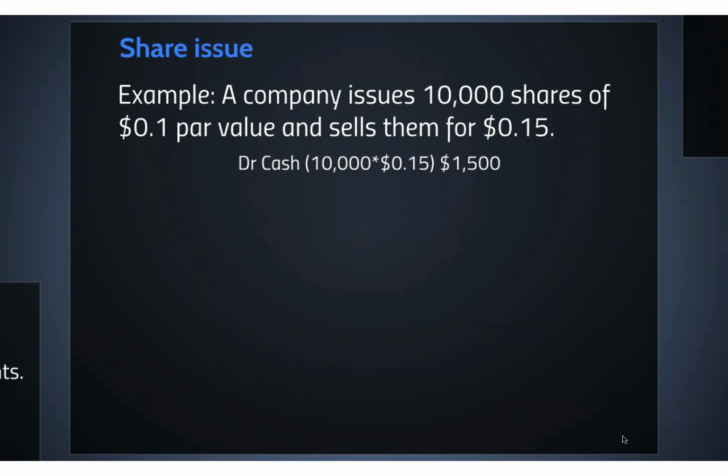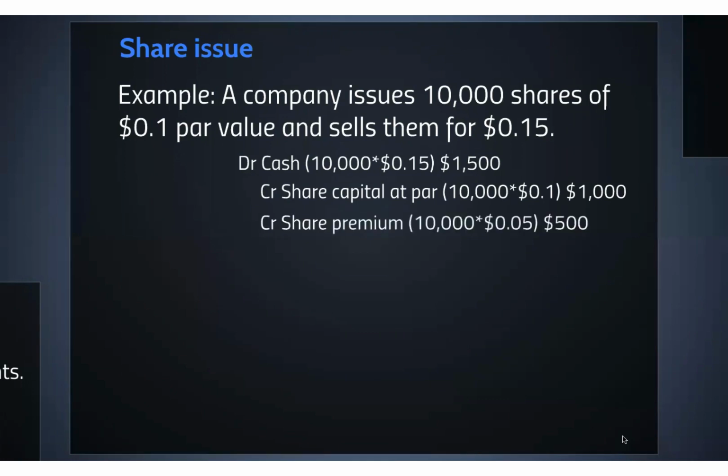We have to debit cash by 10,000 multiplied by 15. Of course, this is $1,500. So assets increase by $1,500. We have to credit share capital at par value of shares. So we have to credit share capital by $1,000 only. And we have to credit also an additional account, which goes to the equity section also, share premium, by the difference between nominal value and cash received, $500 in our case. So that would be the record.